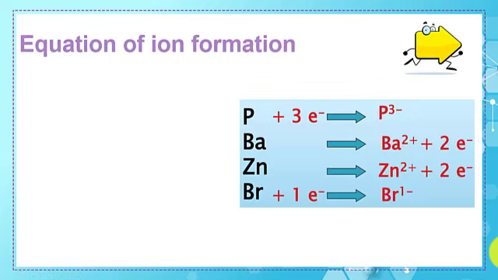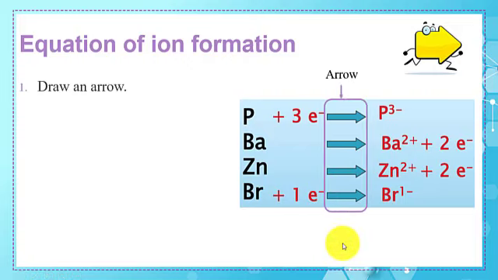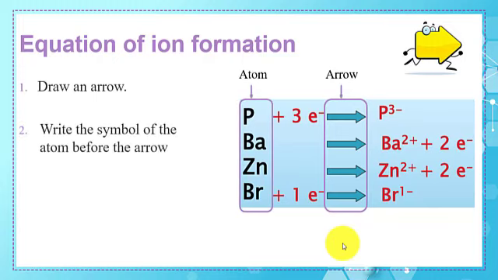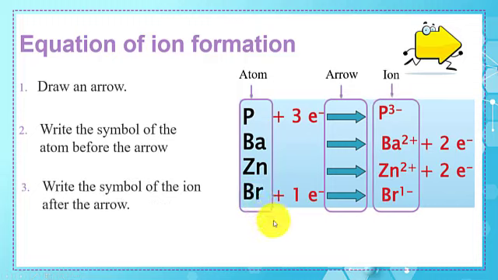Equation of ion formation. These are some examples for equations of ion formation. However, how can we write such equations? Step 1, we draw an arrow. Step 2, we write the symbol of the atom before the arrow, and the symbol of the ion after the arrow, because it is the equation of ion formation. So the ion that is formed, we write it after the arrow, and the atom before the arrow.